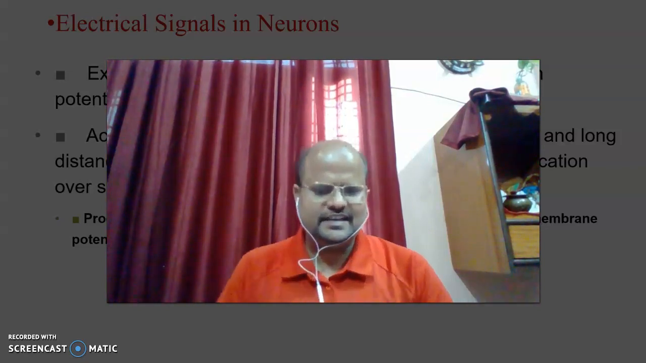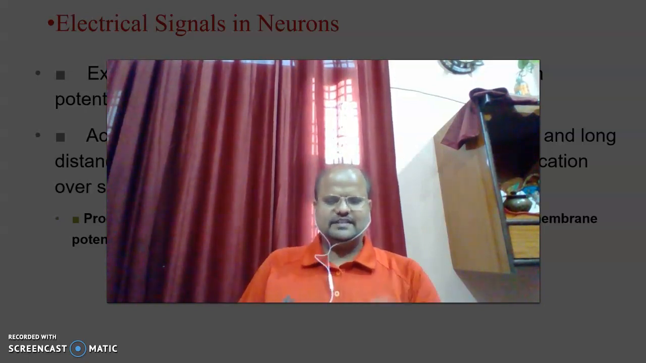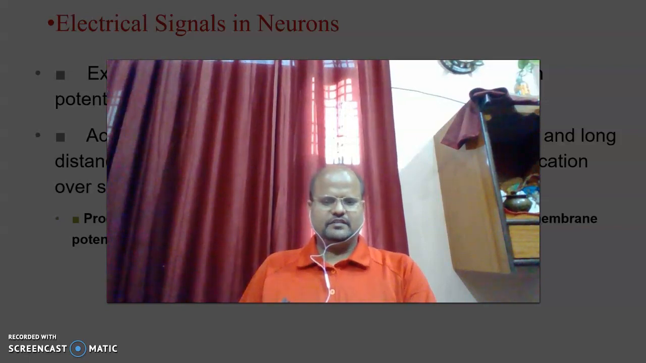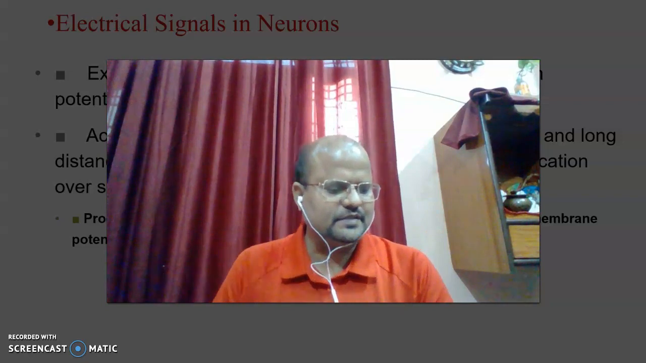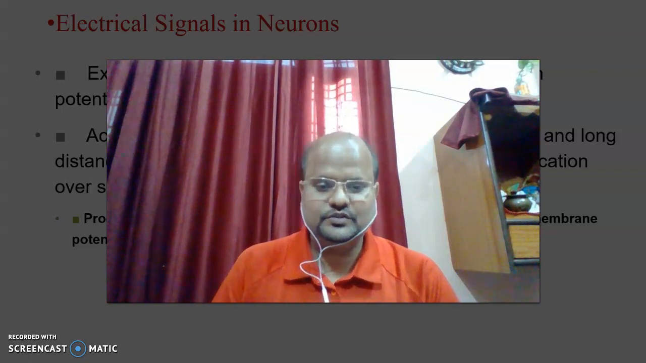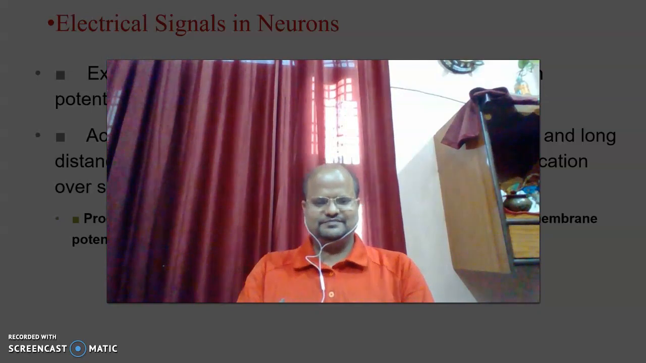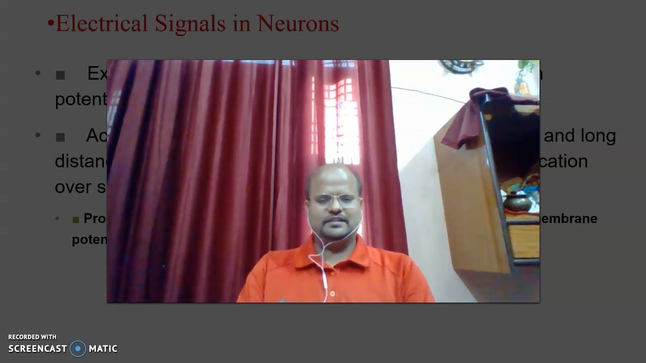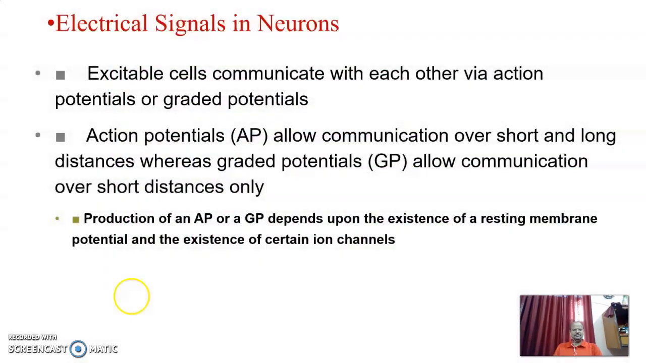These graded and action potentials basically depend on a certain feature of the plasma membrane, which is the resting membrane potential, due to the presence of different types of ions. During excitation, there are electrical changes in the plasma membrane that cause the electrical signal to pass from one side to the other.